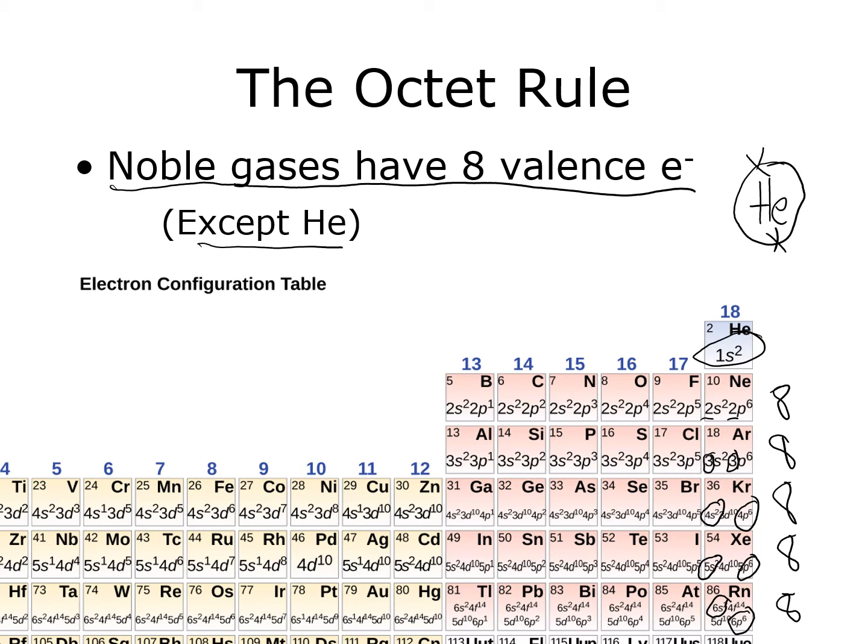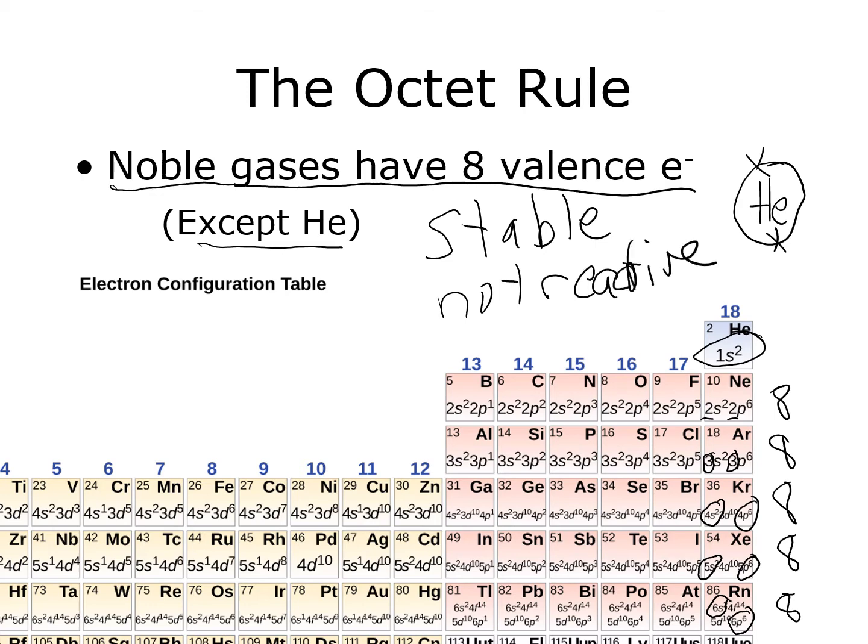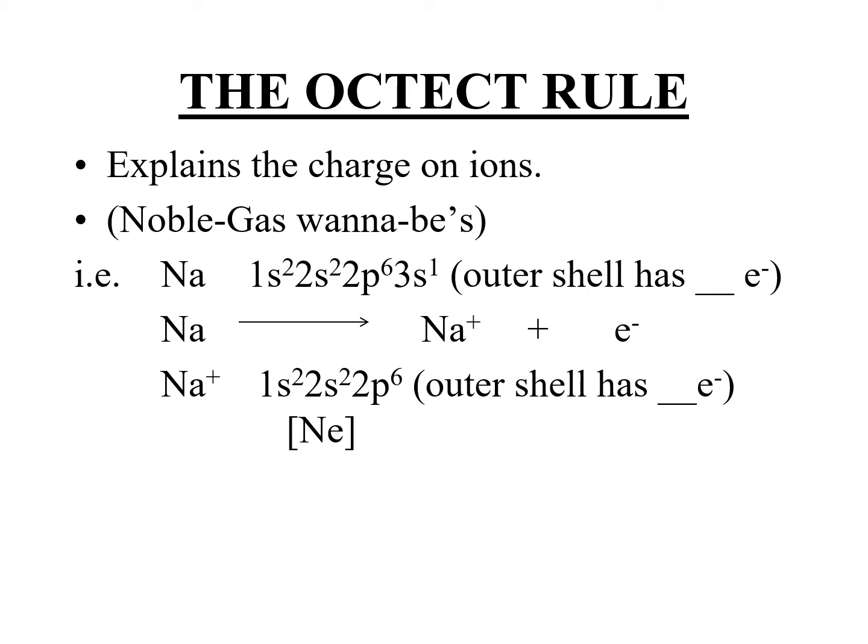And all of our noble gases are very stable. So one of the properties of the noble gases is that they are not reactive. They are happy the way they are. The octet rule explains the charge on ions. Why do atoms form certain charges? It's because they want to have 8 valence electrons. They want to be just like the noble gases. So sometimes we say they're noble gas wannabes.